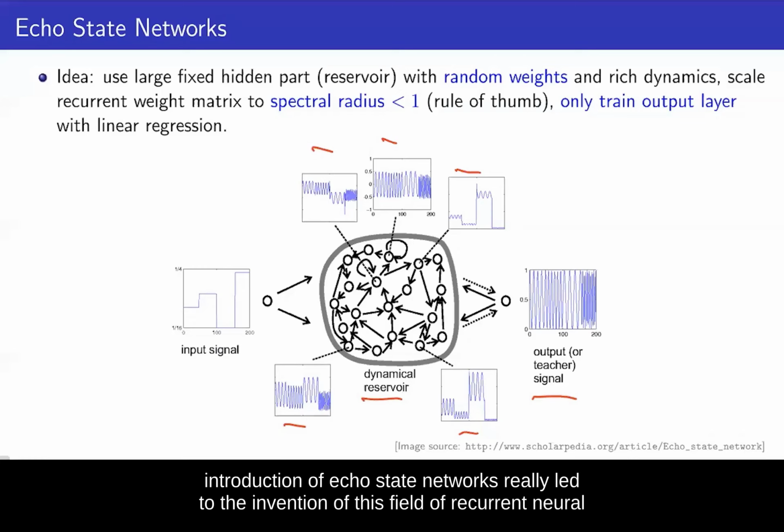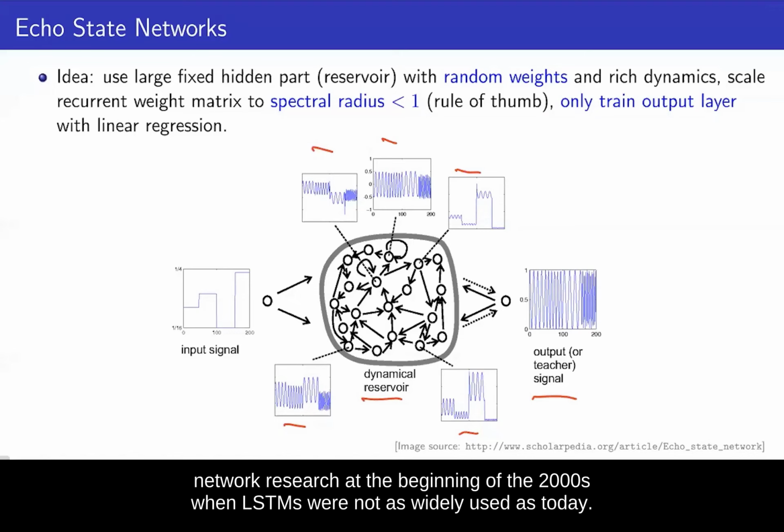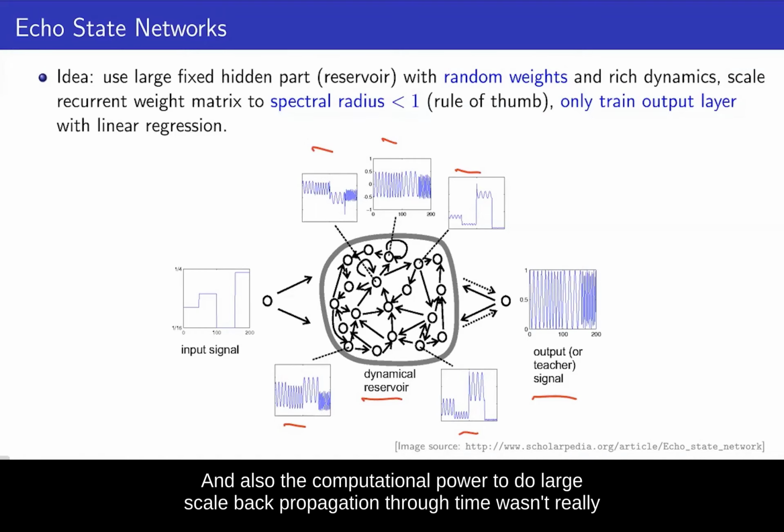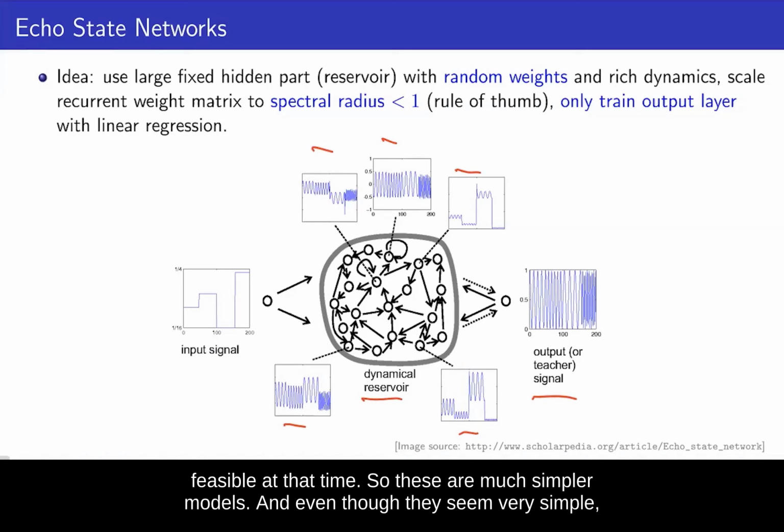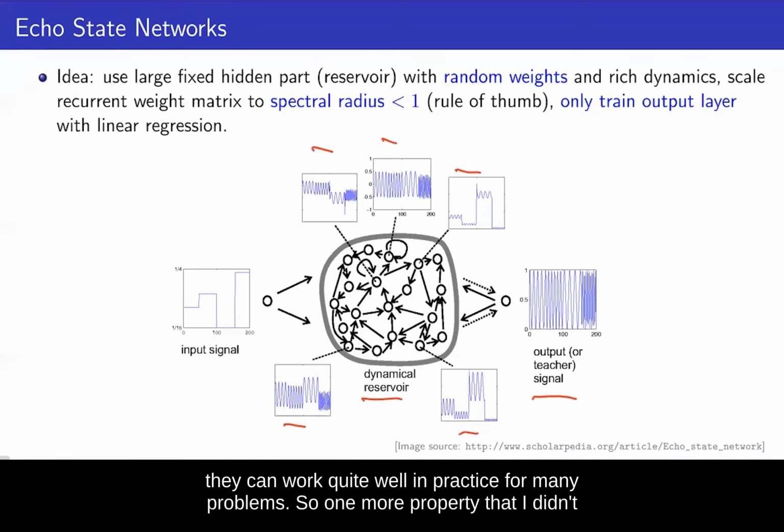And the introduction of echo state networks really led to the invention of this field of recurrent neural network research at the beginning of the 2000s, when LSTMs were not as widely used as today. And also the computational power to do large scale backpropagation through time wasn't really feasible at that time. So these are much simpler models. And even though they seem very simple, they can work quite well in practice for many problems.